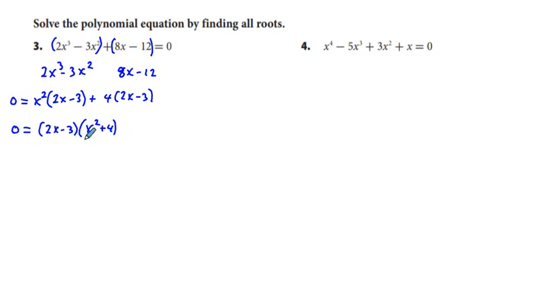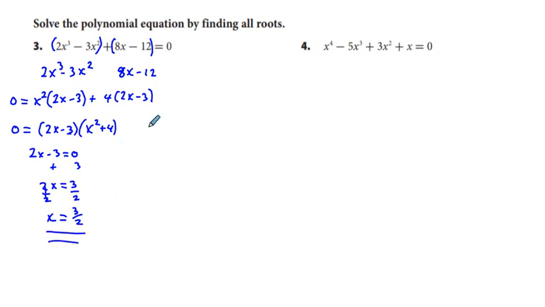So if we use the zero factor property, or zero product property, we have 2x minus 3 equals 0. If we add 3, we get 2x equals 3, and dividing by 2, we have x equals 3 over 2, and that's going to be a real zero.